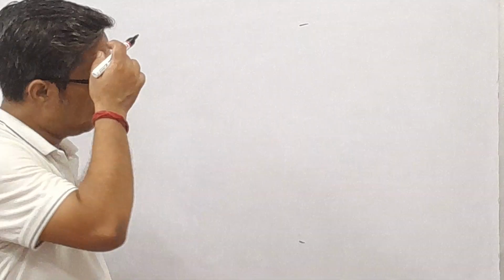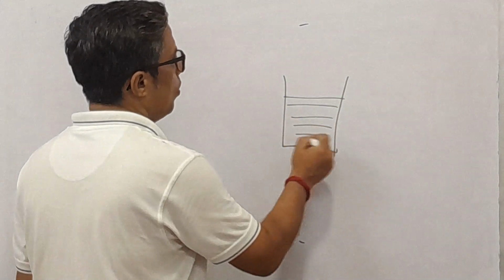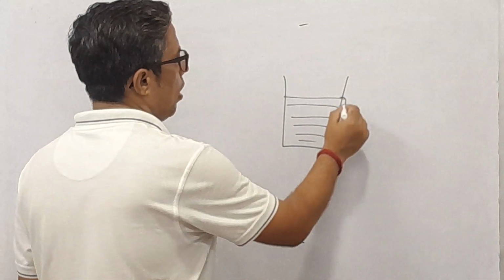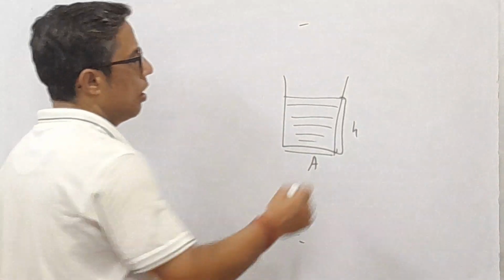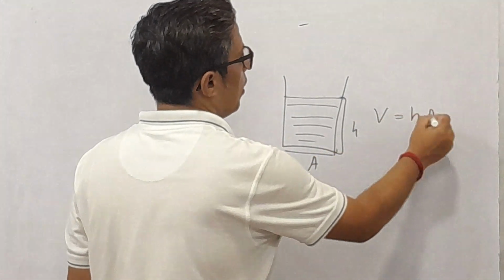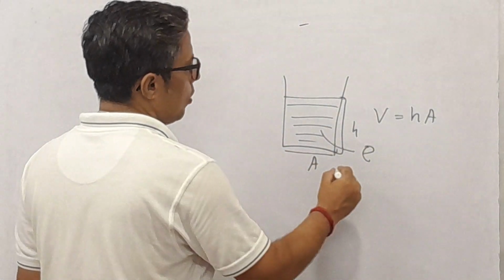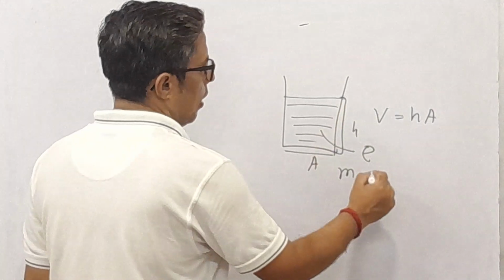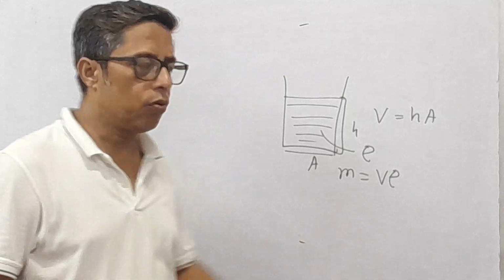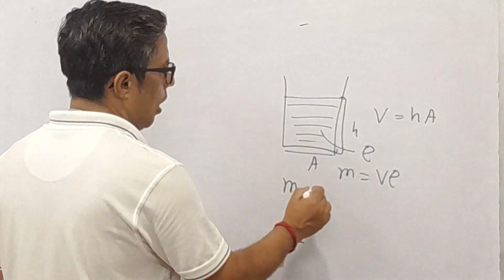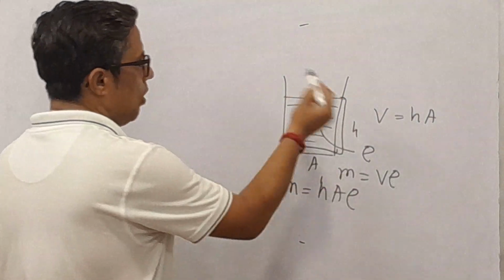Now today I will be focusing on pressure. For pressure, the very basic thing is, let's say this is water in a container having height h and area A. So the volume of the container V will be equal to hA. Now, if the density of the water is rho, then the mass of the water in this container is m is equal to V rho, or I can write m is equal to h A rho. So this is the expression of mass for this liquid.